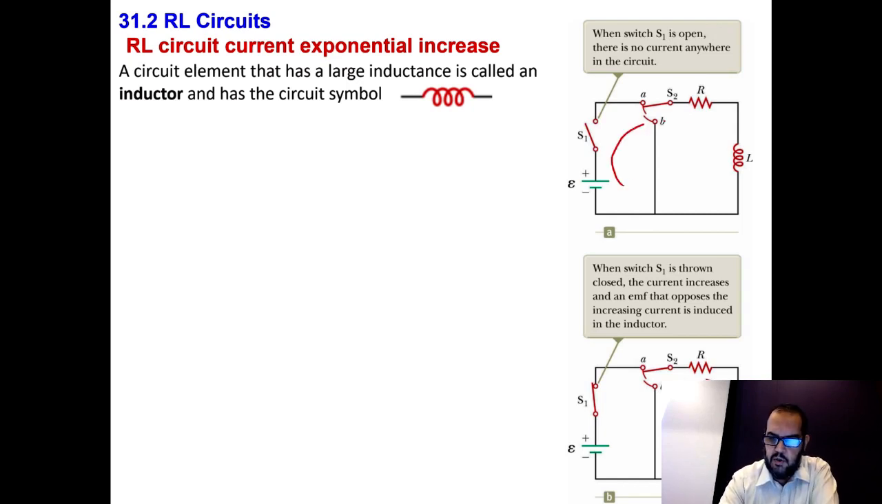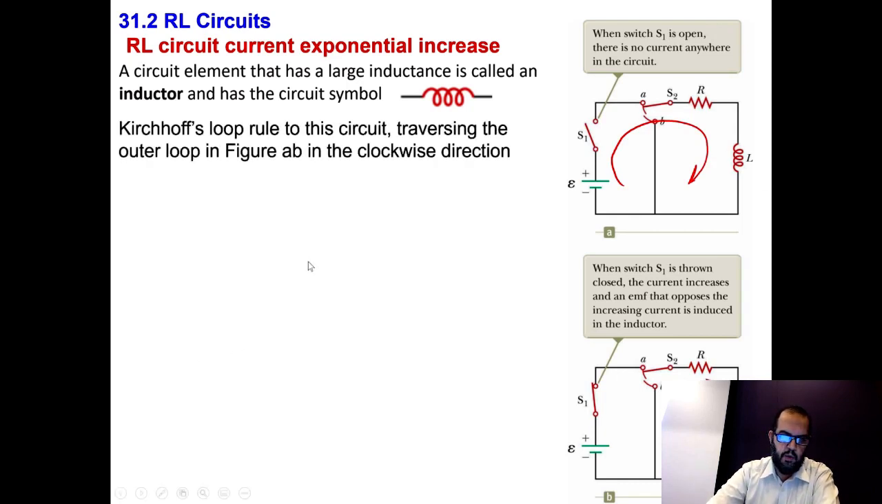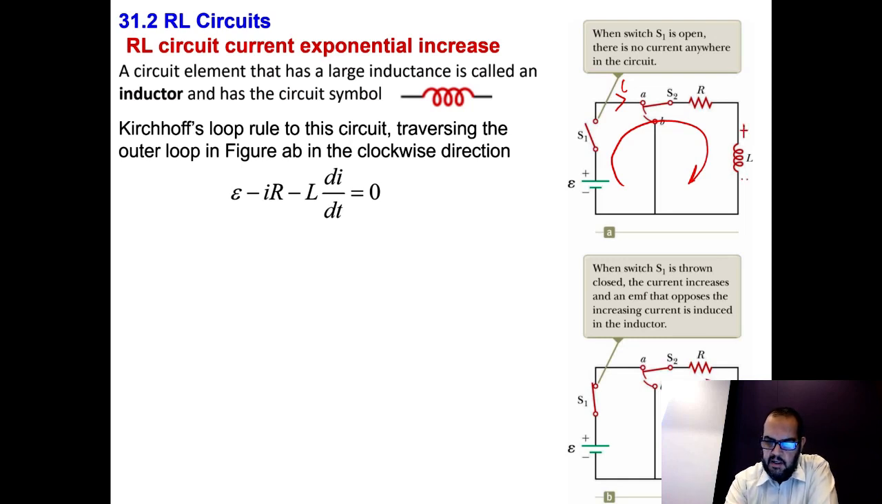So we can use this loop, for example, and we write Kirchhoff's loop equation. Here, if you go from the negative terminal through the battery, you have the battery voltage. Then, let's assume this is the current I, and you go through the resistance R. This is minus IR. Then you go through the inductor, and in this case, the potential is going to be minus L di/dt. And all of this is equal to 0. So you have completed the loop.